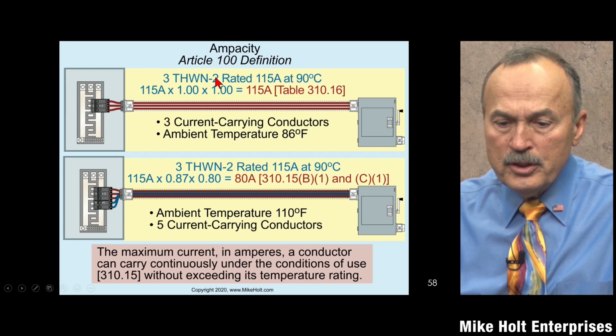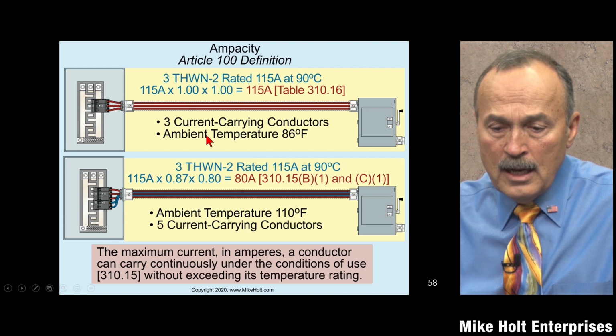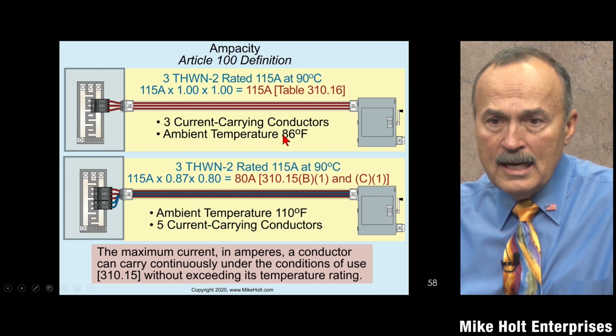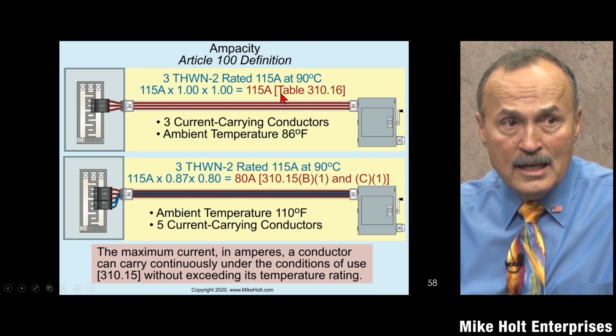Okay, 3-gauge THWN-2 is rated 115 amperes. Mario, I'm assuming you're looking at table 310.16. Verify that, 90-degree C column. And I had three conductors, ambient temperature 86. Maybe change between ambient temperature 78 to 86. Brian, on this little note right here. And then that comes out to be 115 amp wire. So if you're answering a code question, it's 115 amp wire.